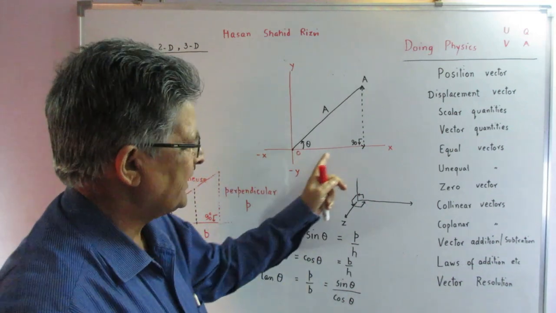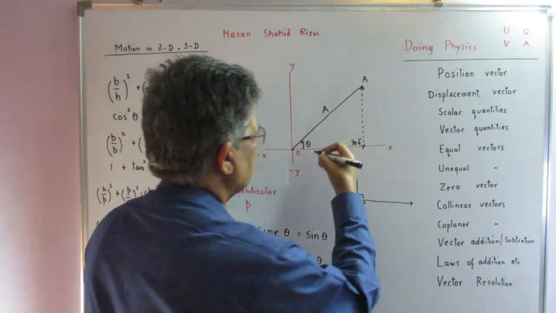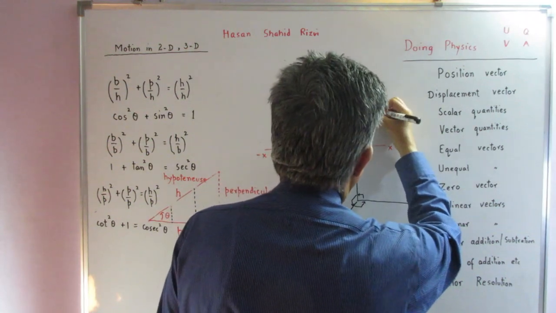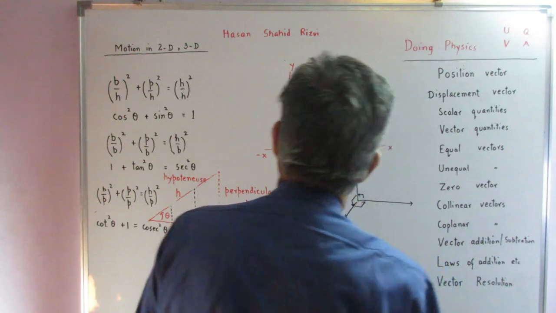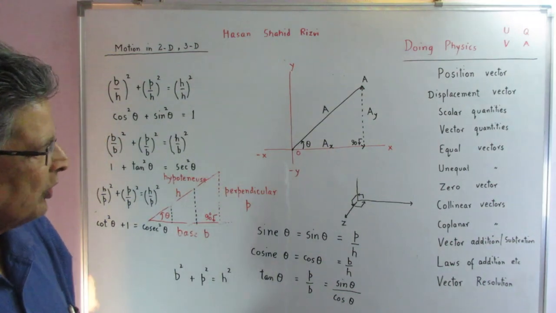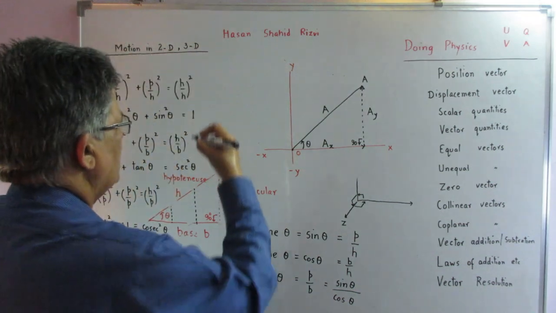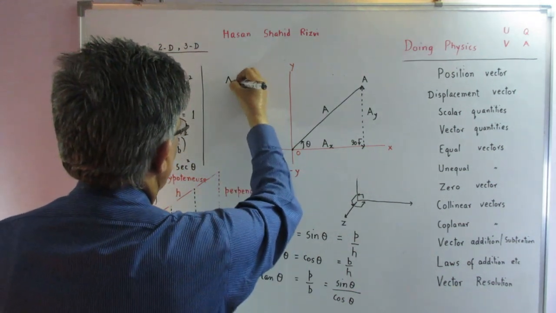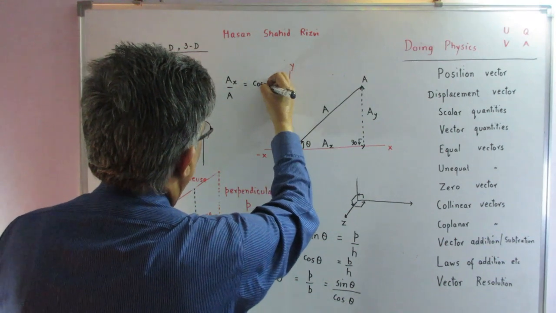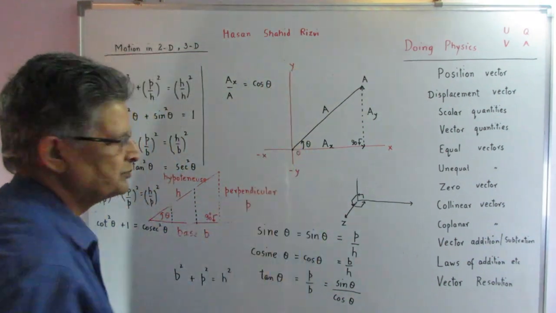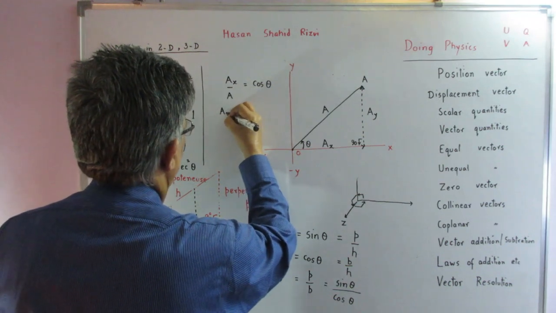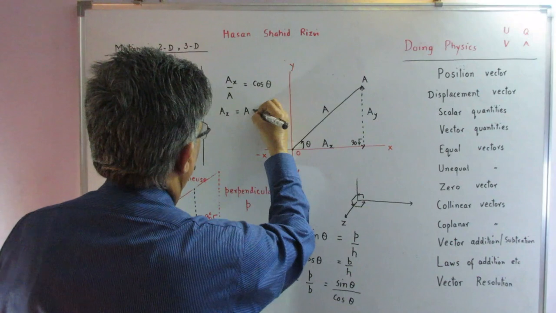This is the resolved part along the x-axis, which I can write as ax, and the resolved part along the y-axis, ay. First of all, I'll write ax. What is ax, and how to find it? ax upon a is equal to cosine of the angle theta. So in the system of plane trigonometry, ax is equal to a cos theta.